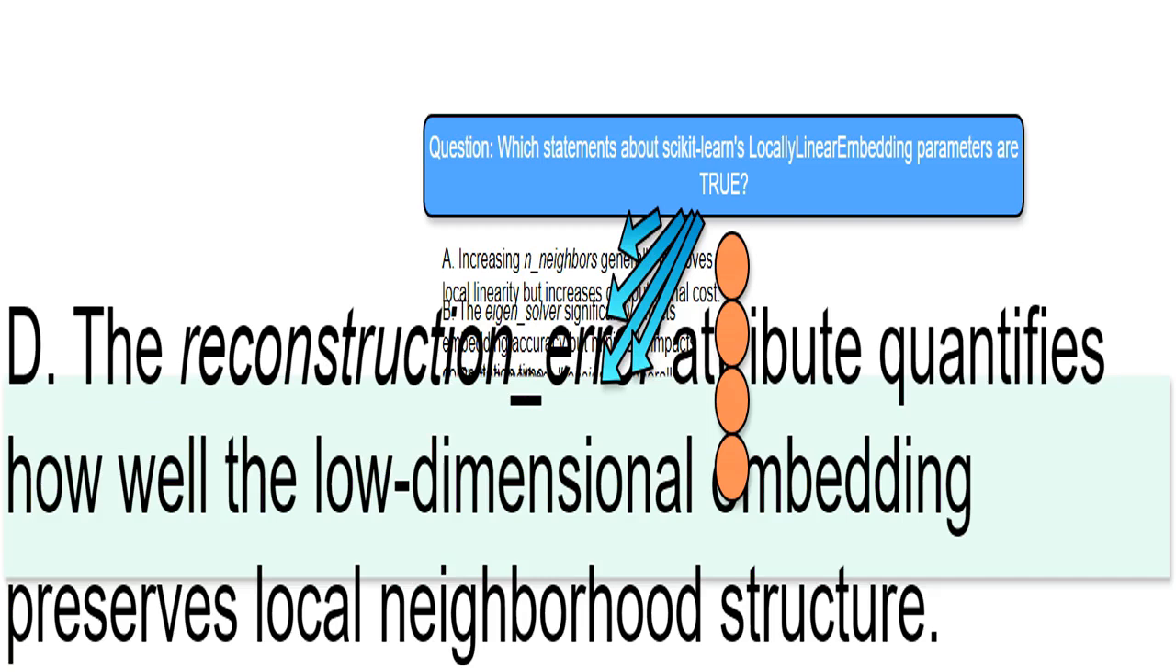This is absolutely correct. The `reconstruction_error_` tells you how much information is lost when you reduce the dimensionality of your data. A lower `reconstruction_error_` means that the lower dimensional representation is very close to the original data's structure, in terms of the local neighborhood relationships. It's a great way to evaluate the quality of your dimensionality reduction.